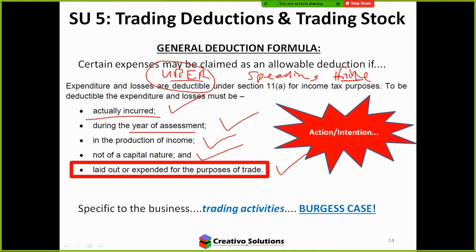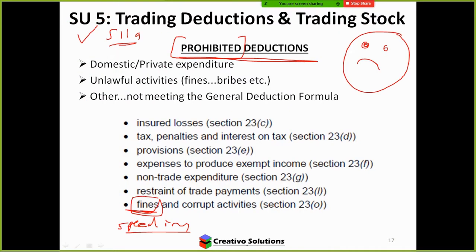But what is SARS going to say? No, no, no, no, no. This is a speeding fine. We are not going to allow you to claim a fine as a general deduction because it is part of this list. It's a prohibited deduction. In other words, if it's domestic or private expenditure, they will not allow you to claim that as a deduction. It's prohibited. If it's an unlawful activity, fines, bribes, etc., they will never allow you to deduct that.